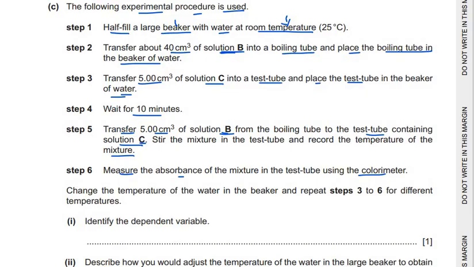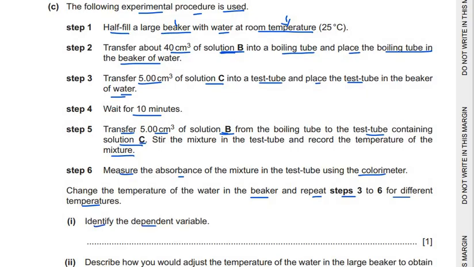Now change the temperature of the water in the beaker. Repeat steps 3 to 6 for different temperatures. So for steps 3 to 6, we have the same boiling tube, solution B 40 centimeter cube, but only from step 3 onwards we will change. We'll repeat at different temperatures.